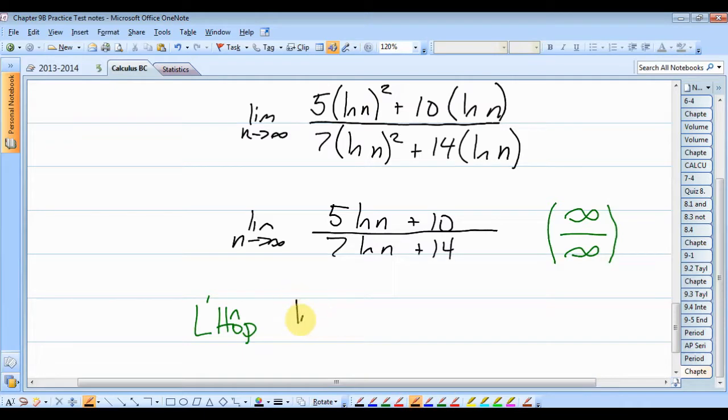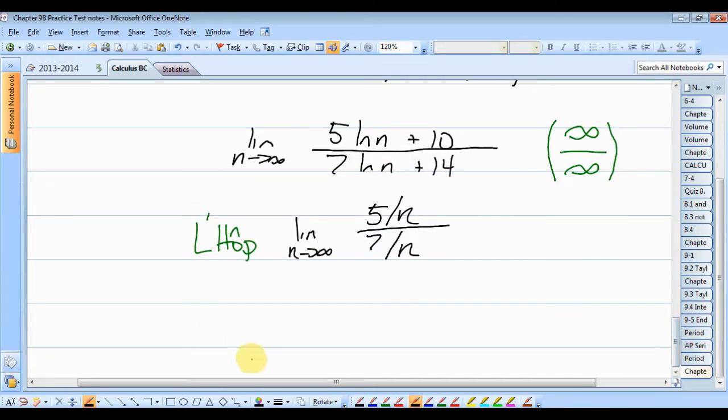L'Hopital. Okay, limit as n approaches infinity. Isn't this fun? What's the derivative of natural log of n? 1 over n. Good. So we have 5 times 1 over n over 7 times 1 over n. It's just 0.